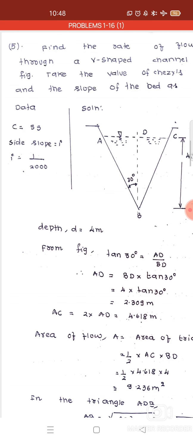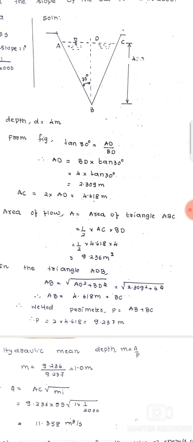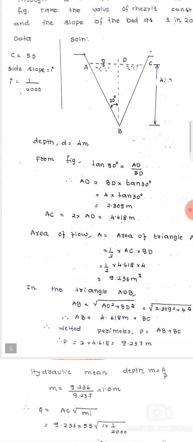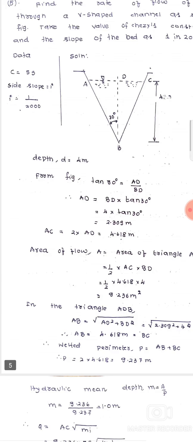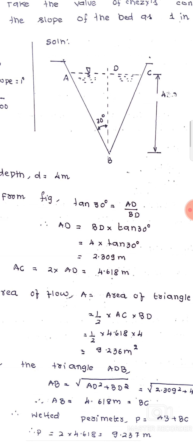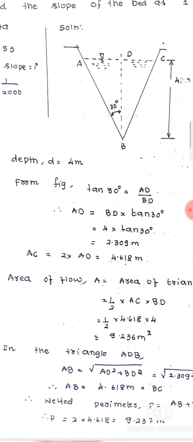So C is equal to 55, I is 1 in 2000, then the angle between the sides has been changed. We can see in the V-shaped channel, the triangle shape, that again there will be two right angle triangles. If we draw a vertical line, that is B to D, we get two triangles, ABD and another one BCD.